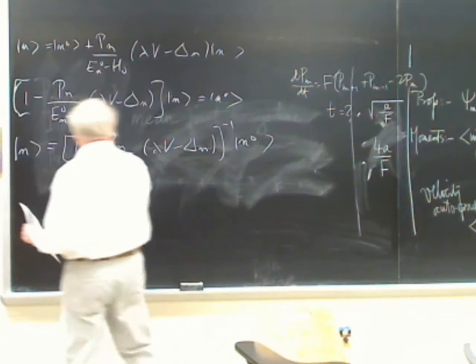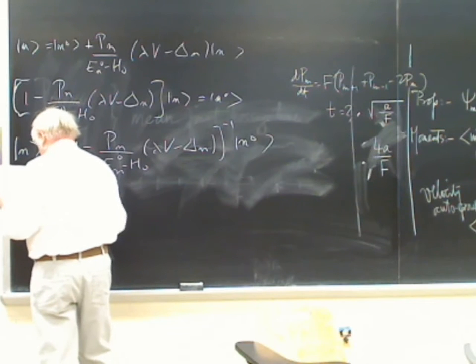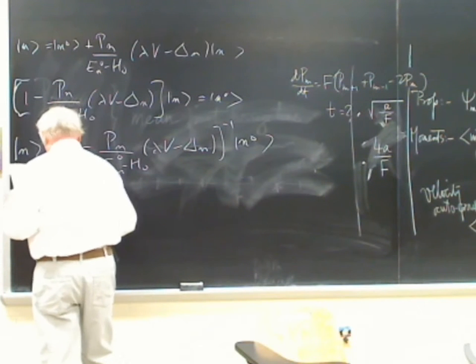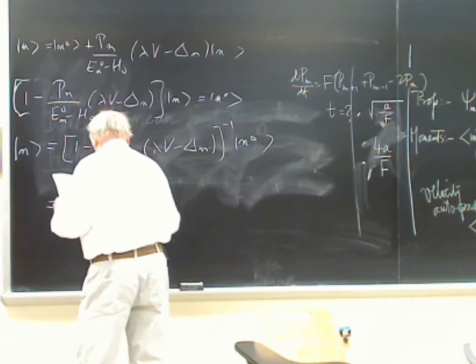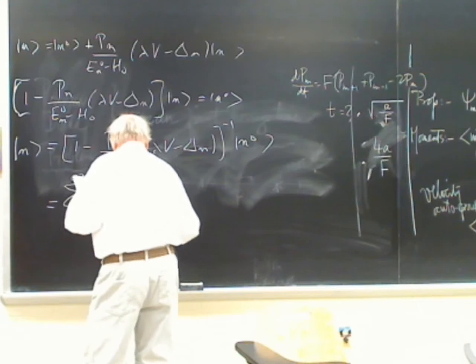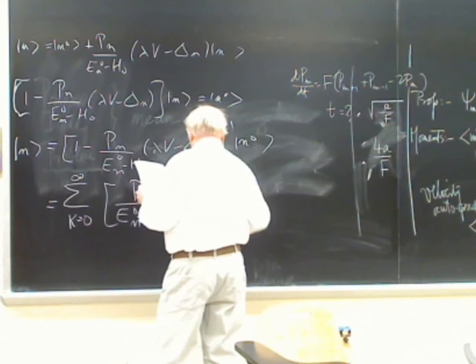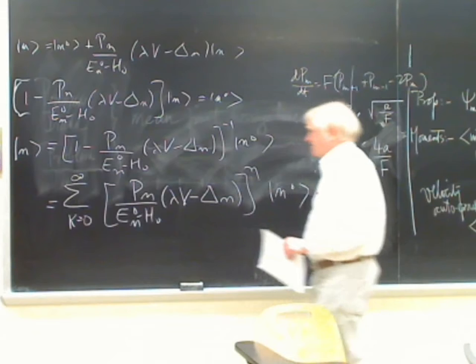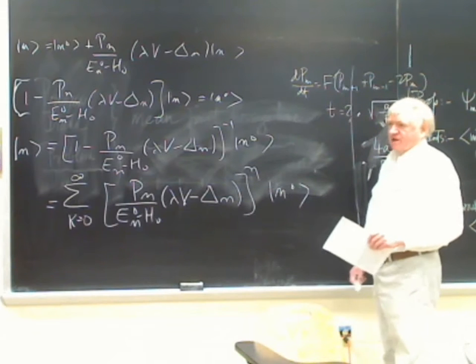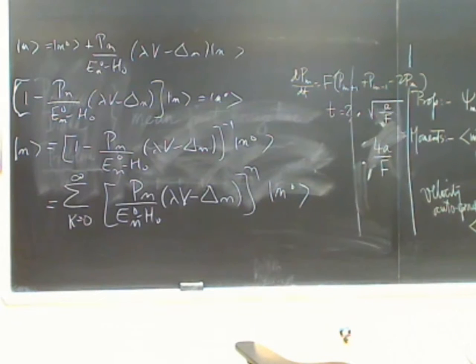And the inverse of something like this is just a sum k equals 0 to infinity of Pn over En0 minus H0 lambda V minus delta n to the n, n0. So this gives you a formal expression for the unnormalized exact eigenstate of the Hamiltonian. Okay, that's that. Any questions?